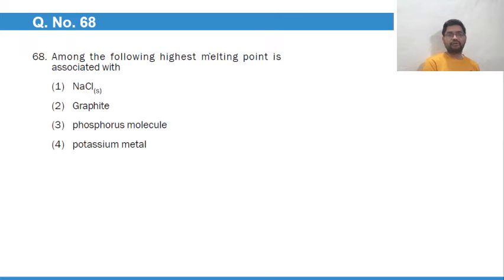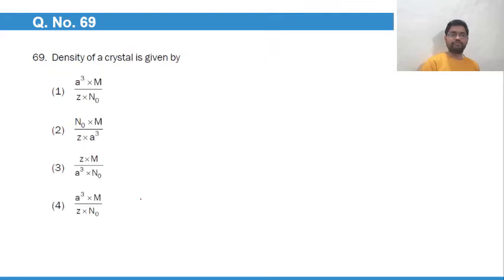68. Among the following, the highest melting point is associated with graphite. Highest is associated with what? Graphite. 68, option number 2. 69. The density of a crystal is given by mz over a cube into N naught, or Avogadro's number. So that is mz. Option number 3.